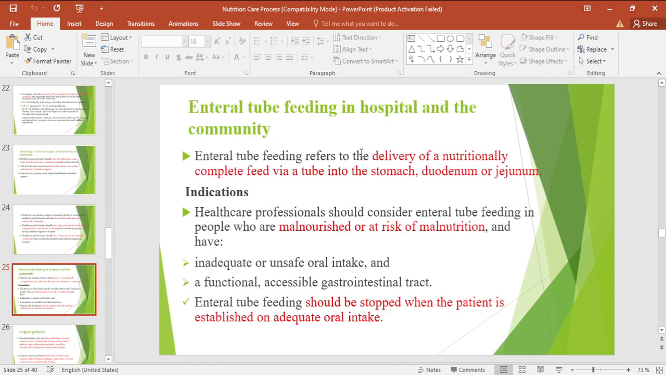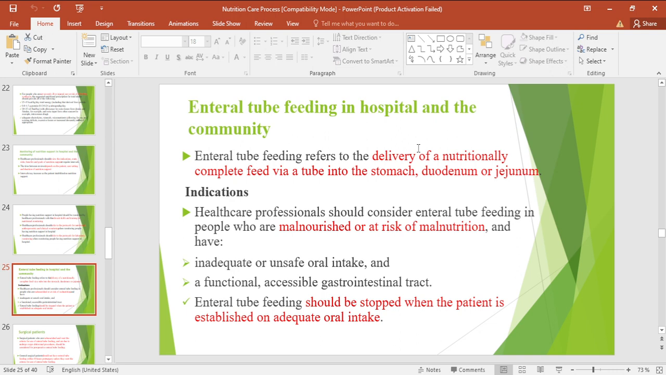Enteral tube feeding in the hospital. Enteral tube feeding refers to the delivery of nutritionally complete feed via a tube into the stomach, the duodenum, or the jejunum. The indications here are to consider enteral tube feeding in people who are malnourished or at risk of malnutrition, and maybe this patient also has inadequate or unsafe oral intake, then a functional, accessible GIT.